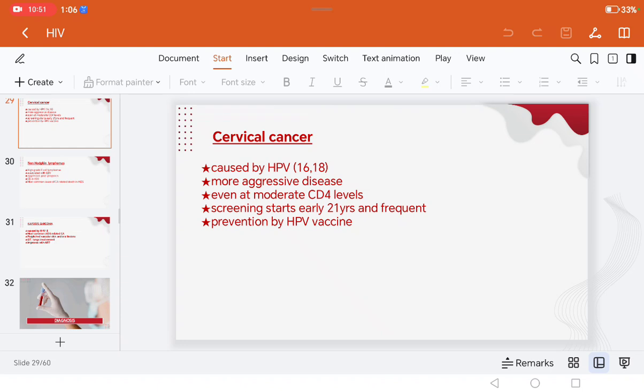So, if we look at cervical cancer, it is mainly caused by HPV high risk strains 16 and 18, and in people living with HIV, this cancer has a more aggressive pathway. It occurs even at moderate CD4 levels. So, the screening should be started early at 21 years and should be done frequently, every year, and it can be prevented by the HPV vaccine.